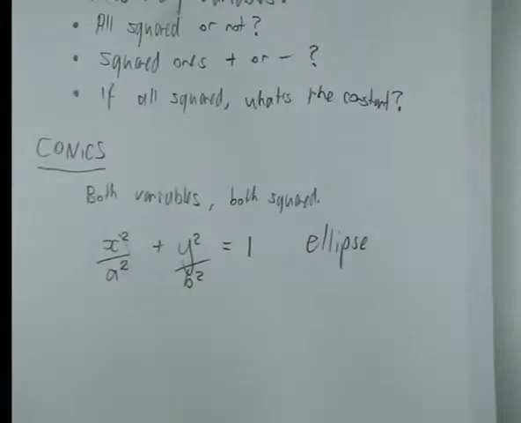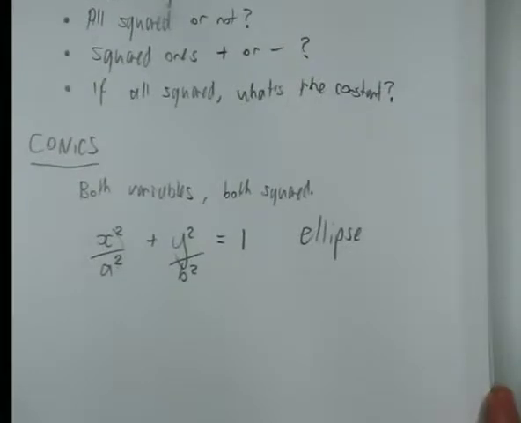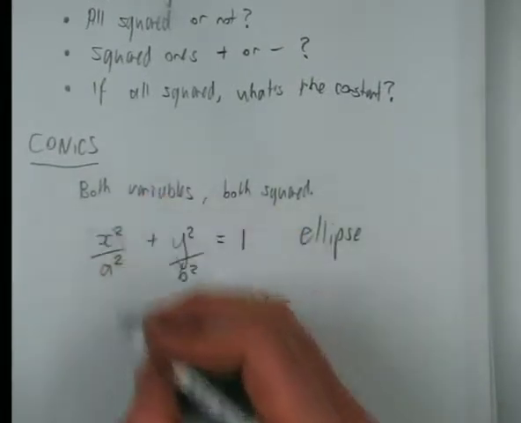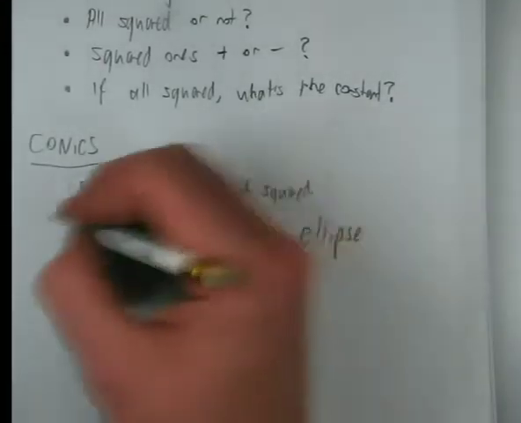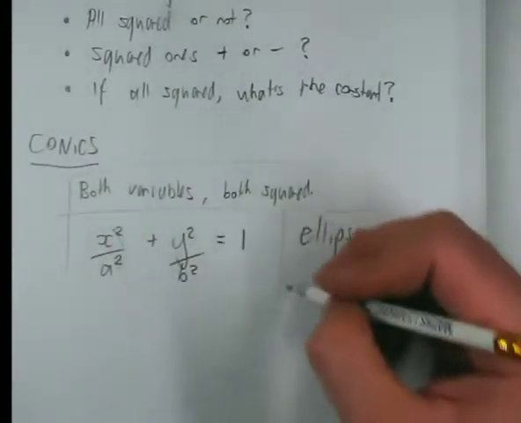Anyway. That's an ellipse, okay? And I will talk about what the ellipse is shaped like in a minute, but I just want to talk about the general feeling first. So that's both variables squared there, and they're both squared. And that's an ellipse.